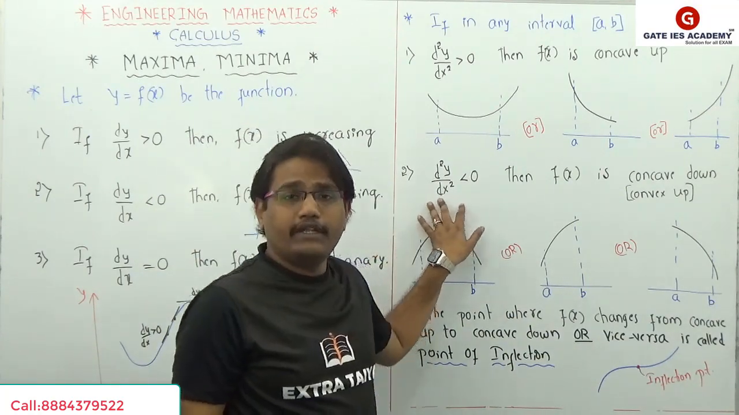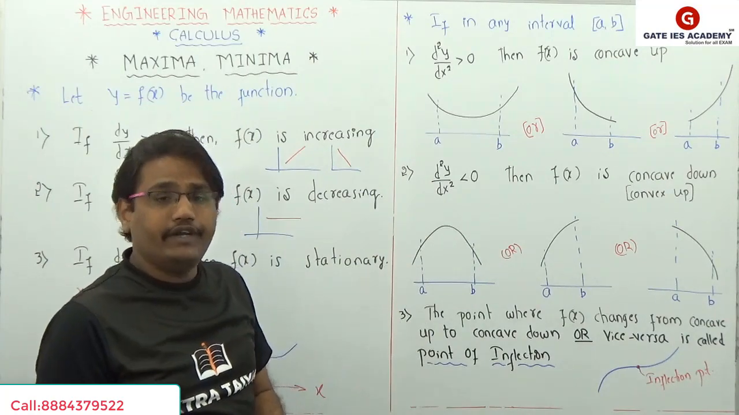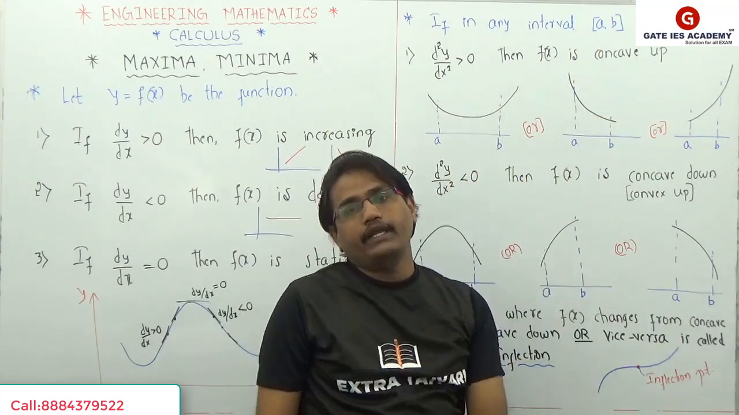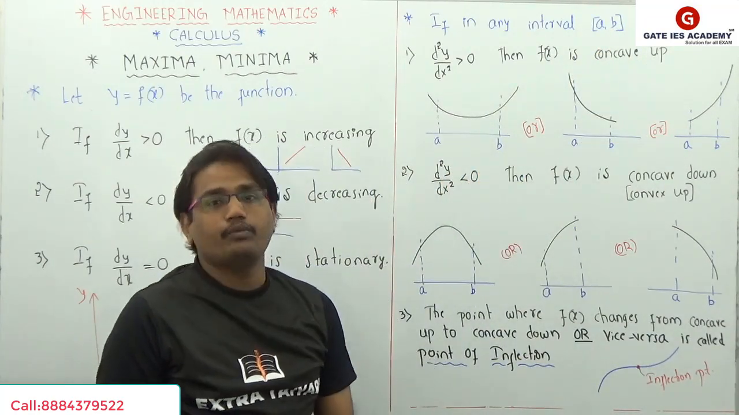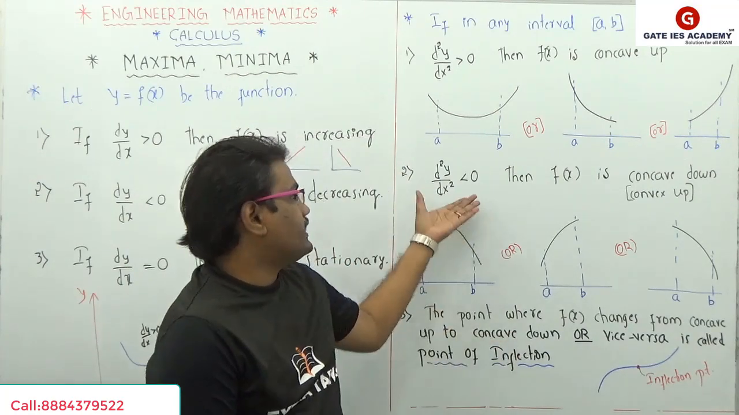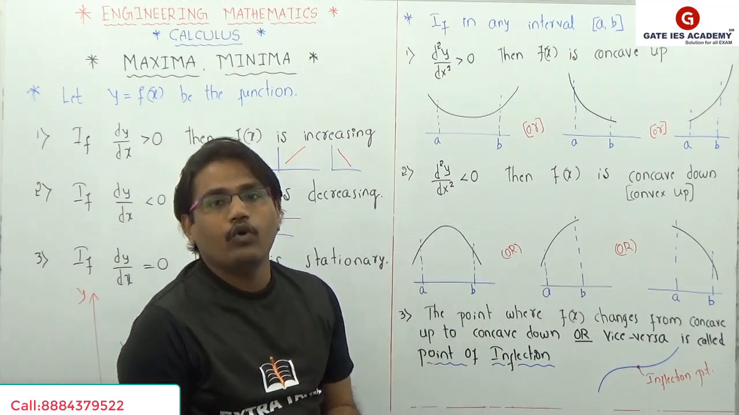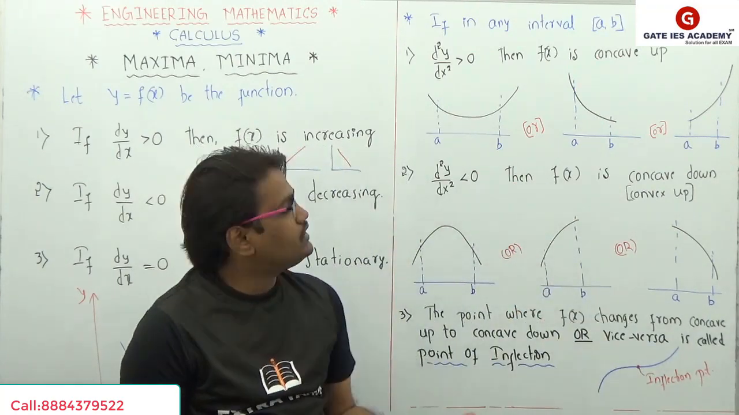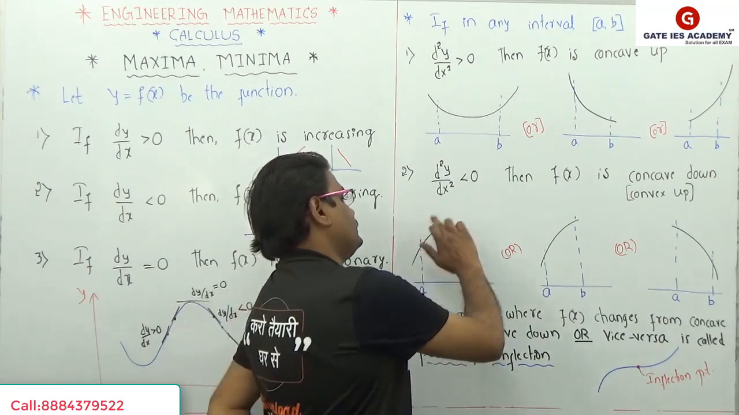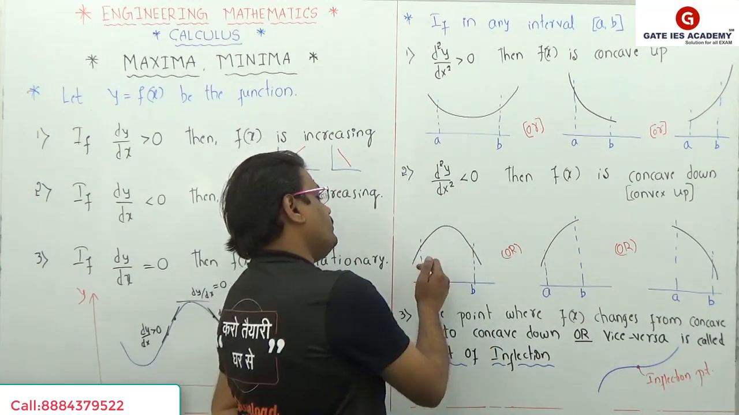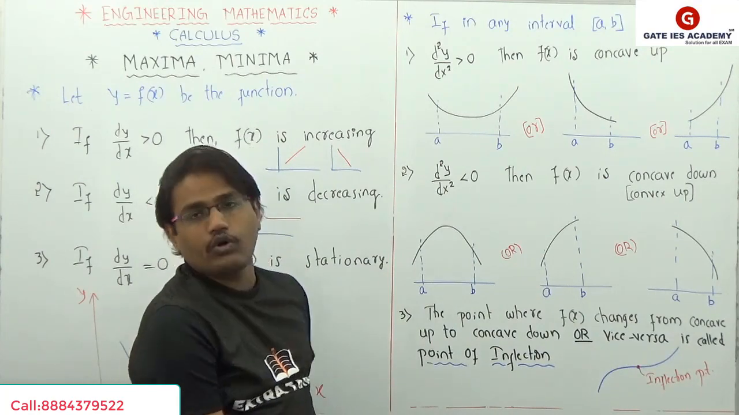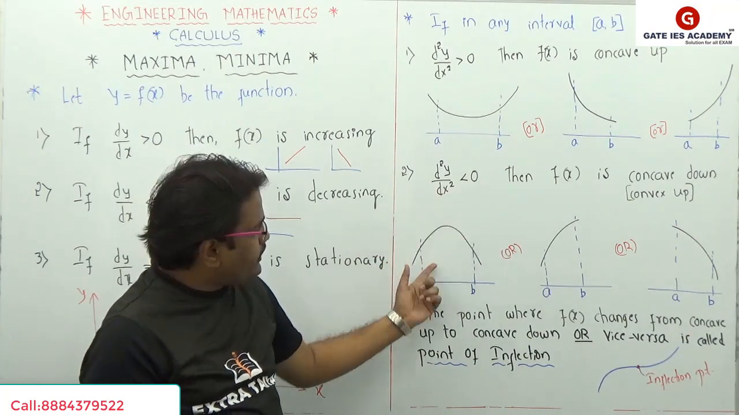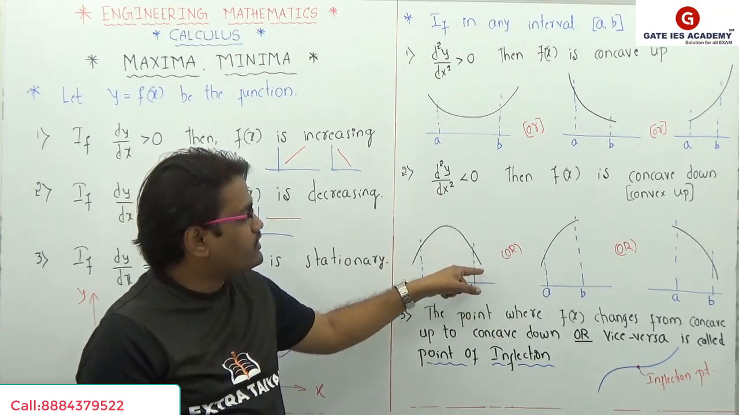Now if d square y by dx square, the second derivative of the function, comes out to be negative in the interval a comma b, that is, from x equals a to x equals b, in between those points, then f of x is concave downwards, or you can say a convex curve. Convex is like this. So whenever the second derivative is negative, it is a convex curve, like this.